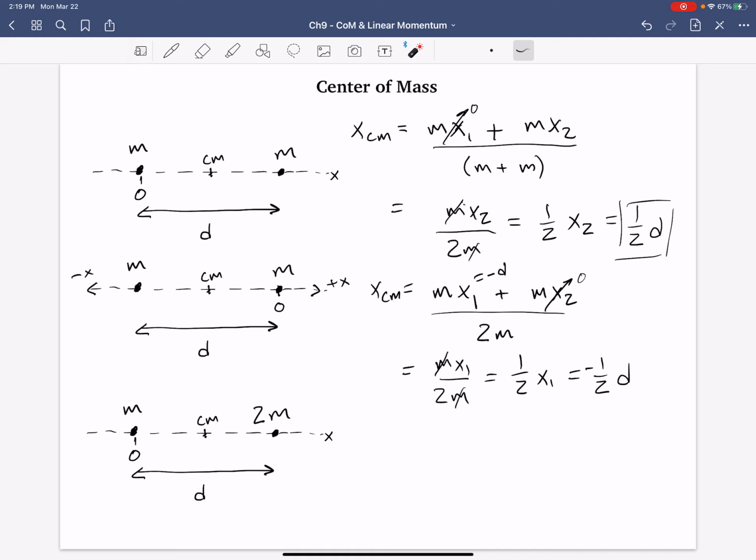Let's do it from the middle. You want to do it from the middle? Let's put 0 halfway in between, right?